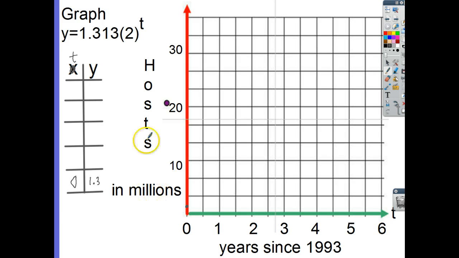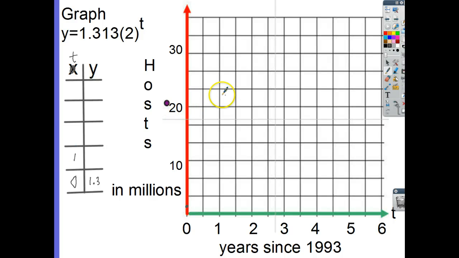Okay? And on the side we have millions, so 10 is not 10, but it's 10 million, 20 million, 30 million. Of course, the question asks us about 30 million, so we had to have at least that much on our graph. All right, so let's move forward. Let's go with 1, and I think I've got these numbers written down here that I can put them in a little quicker for us.